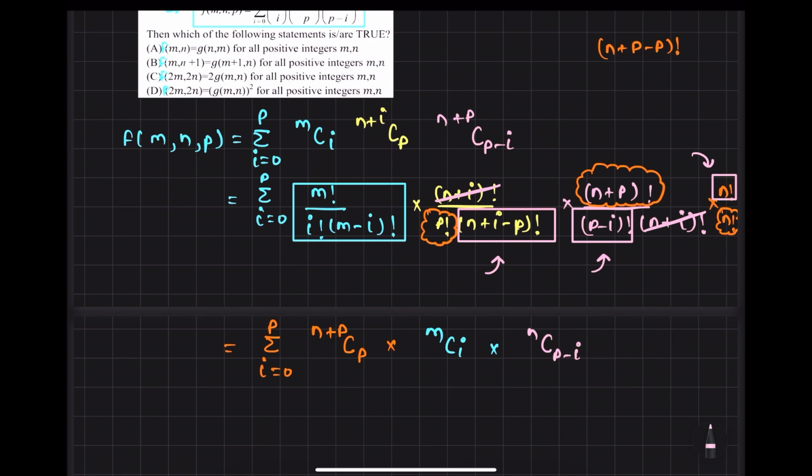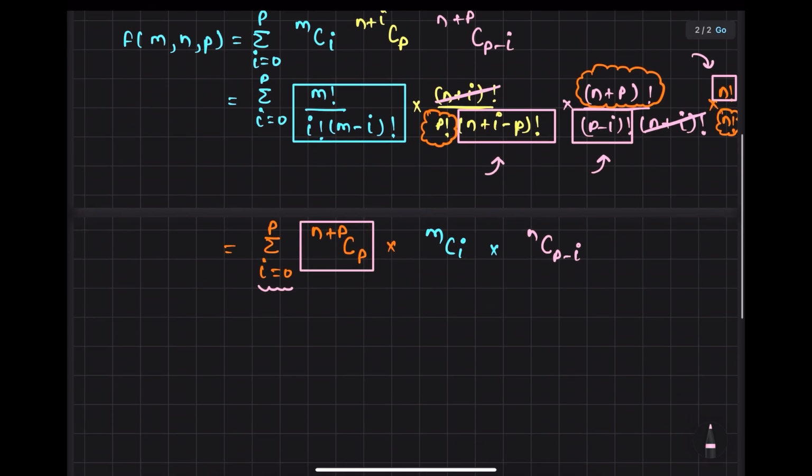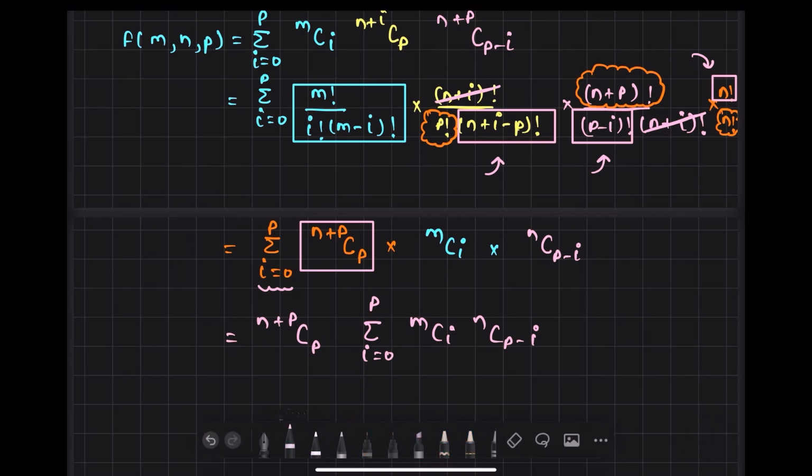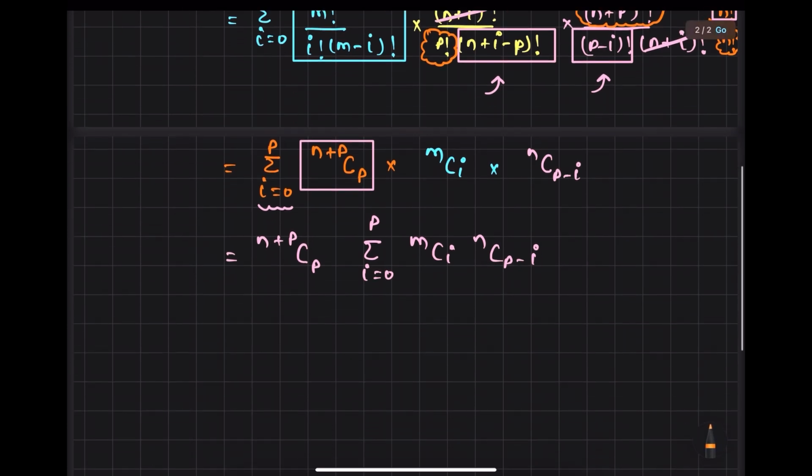Okay. Now you know that i is the variable, so everything except i will become constant. So look at this. We don't have i here, so we can take that thing outside. (n plus p) C p, summation mCi nC(p minus i), i starts from 0 to p. Now look at this. Don't you think it is a binomial series? Product of two binomial coefficients, and the variable is i. Over there we were taking the variable as r, so here they are taking the variable as i. So it is okay. Correct?